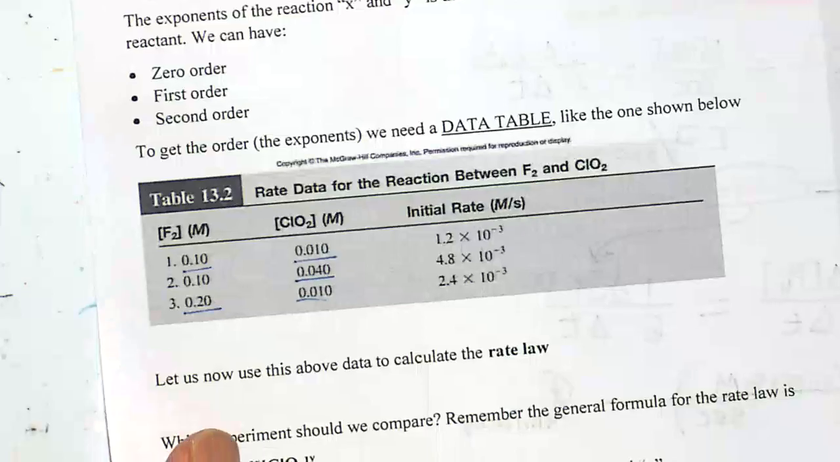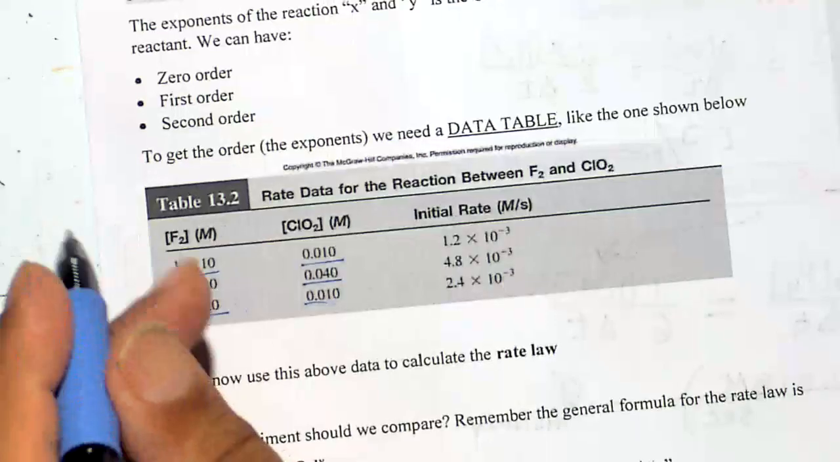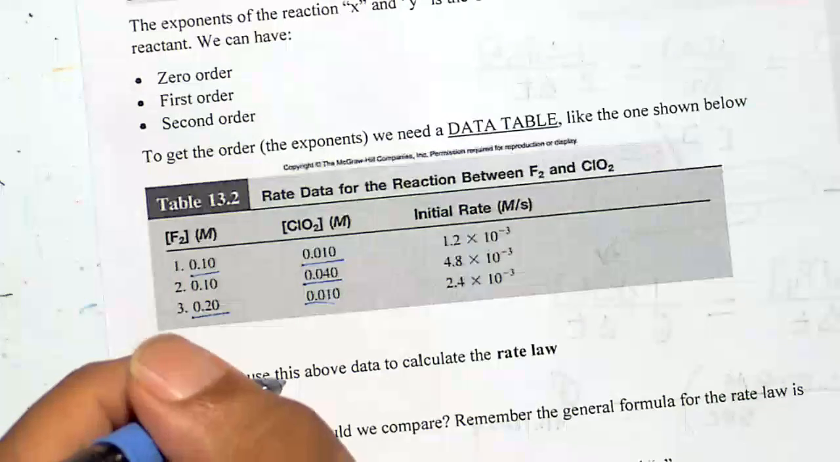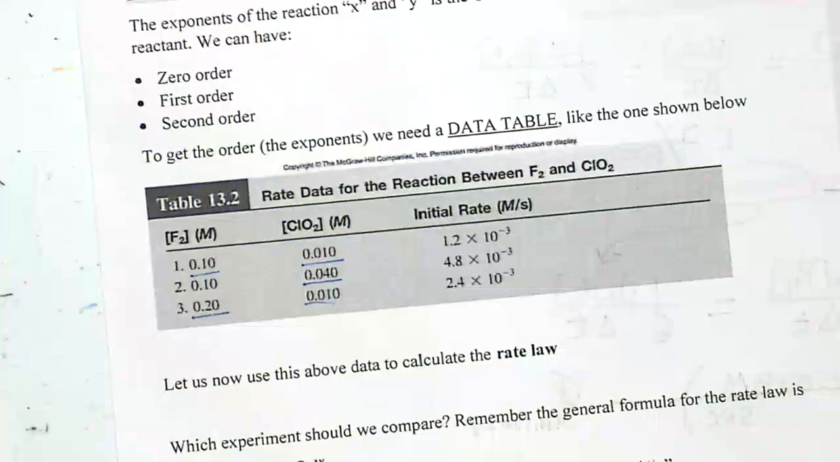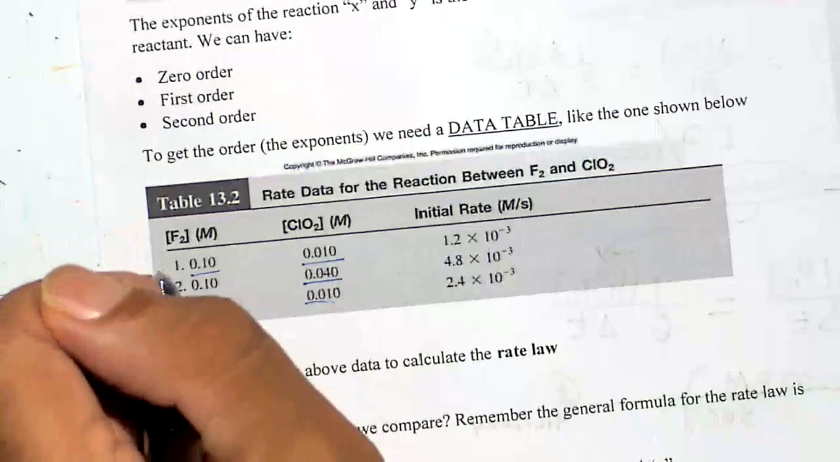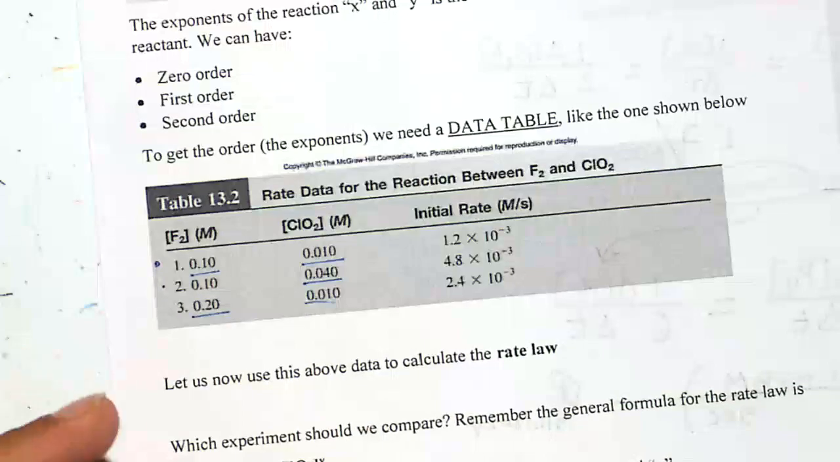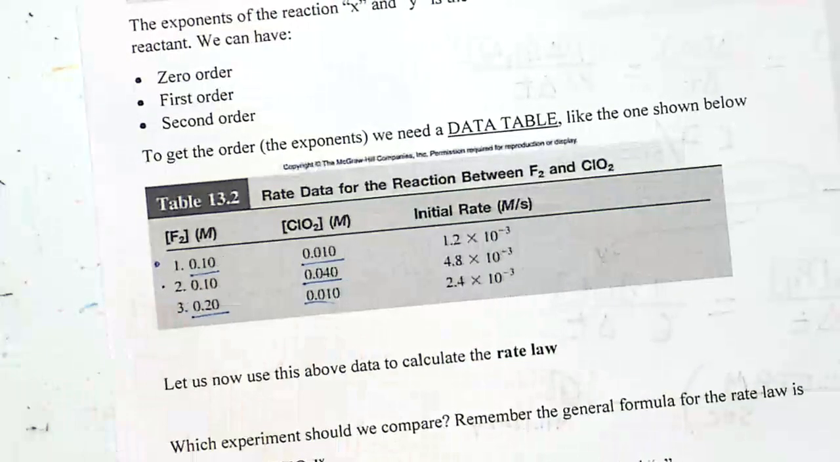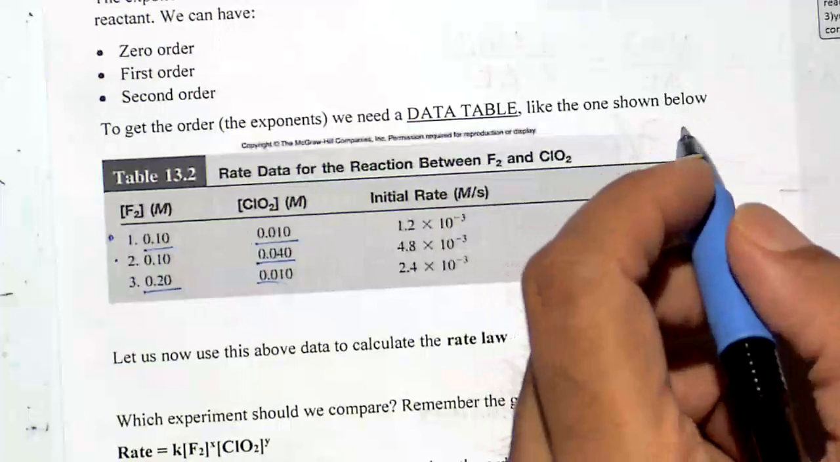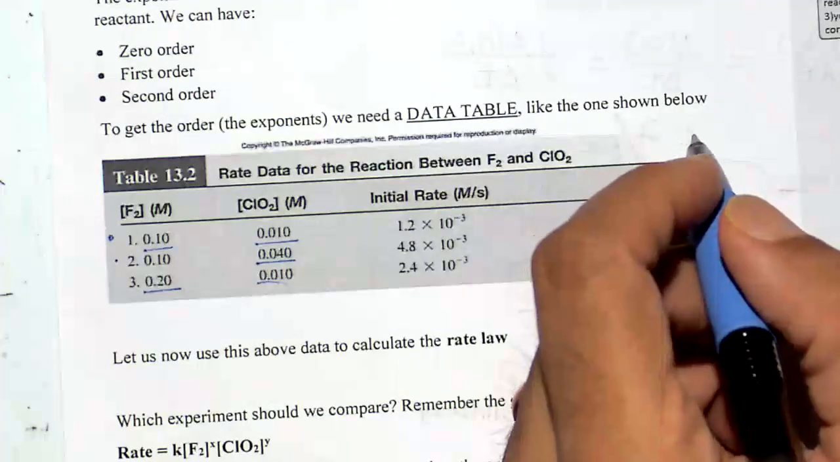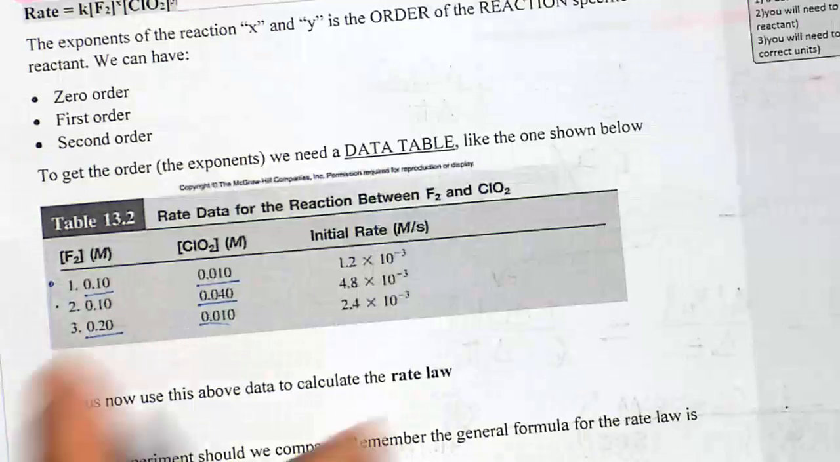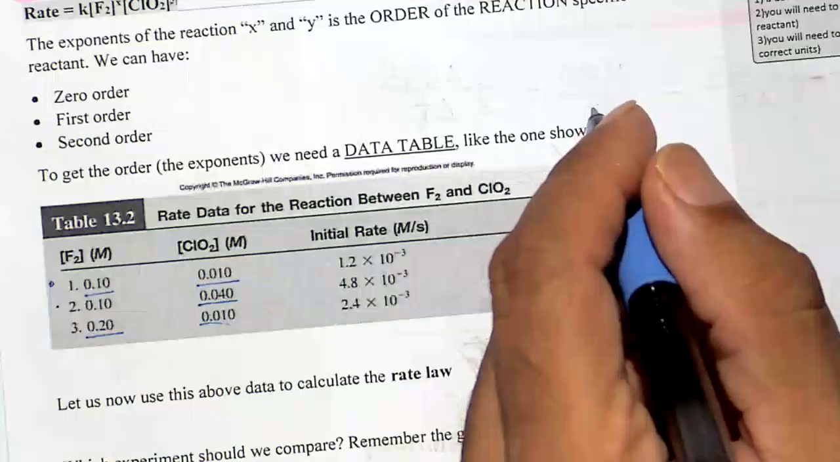So how will we do this problem? We're going to compare 2 experiments. Which experiments do you want to compare? You can pick 2 experiments, Asia. Okay, we'll compare 1 and 3. So we will compare experiments 1 and 3 together.